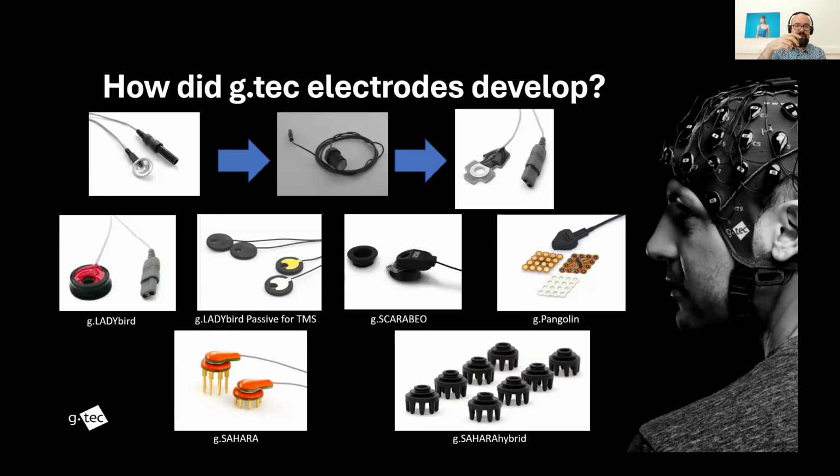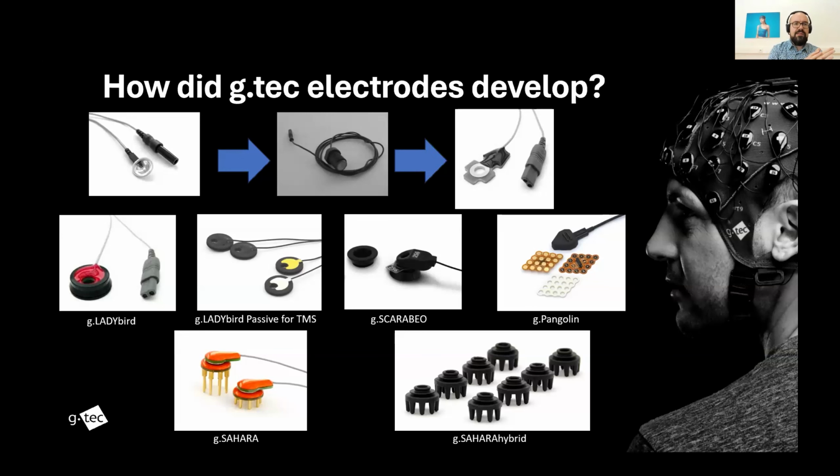They are silver chloride, gold plated. Instead of applying gel, they have pins which go through the hair and then really reach the scalp. And in that way, you can have dry recordings without the need of applying gel. And in the past years, we also developed an update of the G.Sahara, a G.Sahara hybrid. So they are made with a polymer compound. They are hybrid, meaning that you can either do dry recordings, or you can also apply a bit of gel by inserting the tip of the syringe from the top and then applying a bit of gel. These are widely used, for example, on the Unicorn, but also for research.